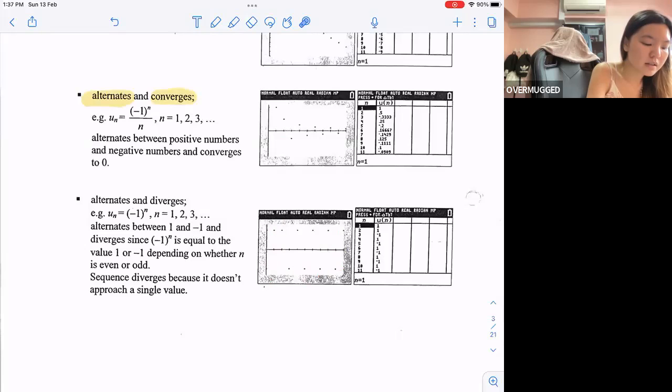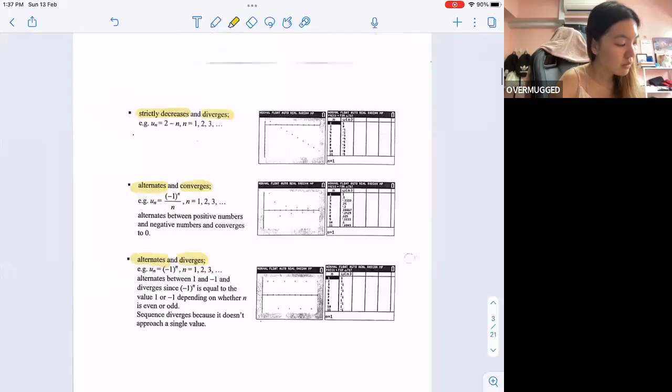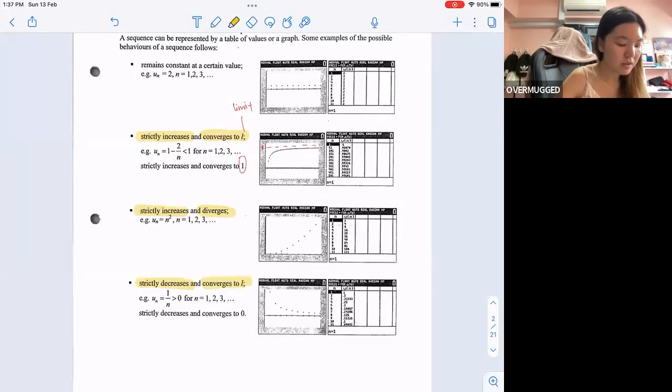Versus over here, we have alternating as well. Dot here, here, here, then here. It is alternating definitely, but it alternates and it diverges. It doesn't go towards a certain value. So in general, you can see right here the illustration of the different types of sequences that we have.